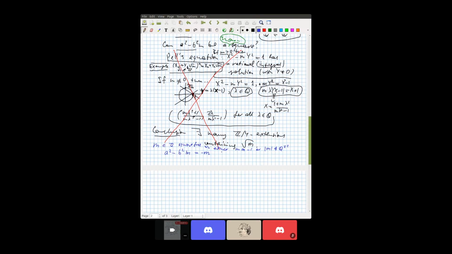Okay. So this means that in the case when m is not -1, this equation has a solution. Because it has a trivial solution, namely 0, 1, and using this trivial solution we can construct non-trivial solutions. Infinitely many solutions.